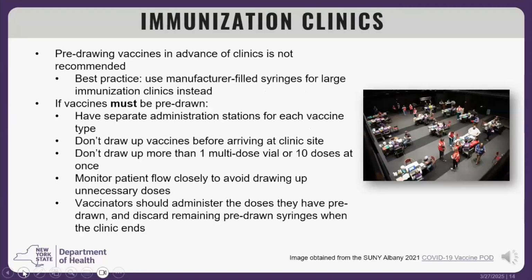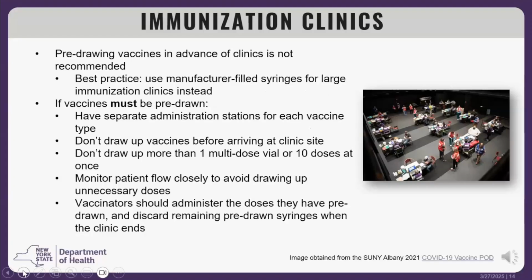To reiterate, vaccine manufacturers do not recommend that vaccines be pre-drawn in advance of vaccination clinics. This is due to many reasons as mentioned on the previous slide. As an alternative to pre-drawing vaccines, CDC recommends using manufacturer-filled syringes if possible for large immunization clinics. However, if vaccine must be pre-drawn, use the following guidance. At the end of the workday, any remaining vaccine in pre-drawn syringes should be discarded. If more than one vaccine type is to be administered, separate administration stations should be set up for each vaccine type to prevent medication errors.